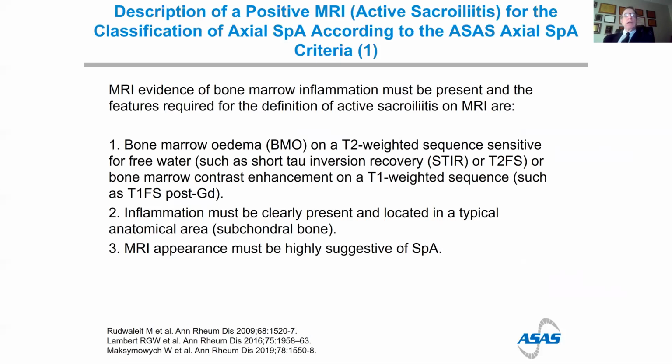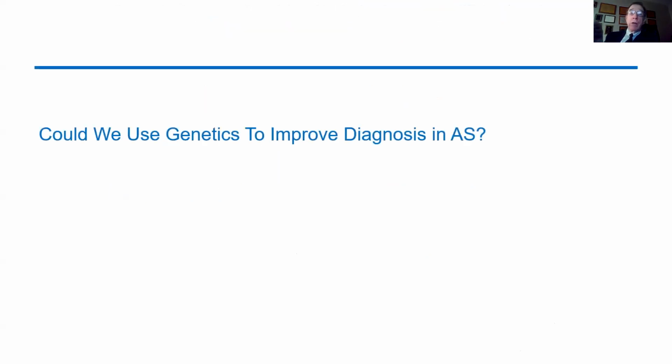And of course, these were the classic ASAS criteria for a positive MRI, which was MRI evidence of bone marrow inflammation, with either bone marrow edema on T2-weighted sequence, sensitive for free water, or on STIR images. And the inflammation must be clearly present and located in the typical anatomical area, i.e. subchondral bone in the SI joints. And the MRI appearance must be highly suggestive of spondyloarthritis, so taking into account other features.